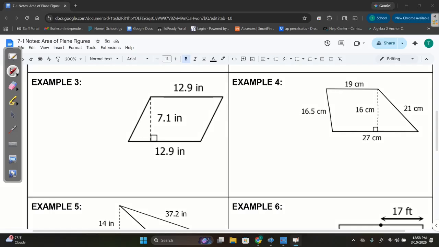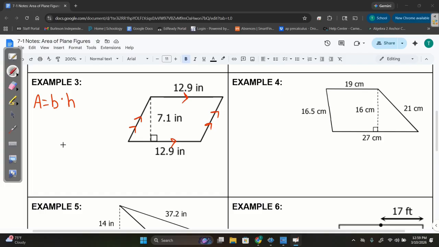Example number 3. This shape is a parallelogram. We know it's a parallelogram because opposite sides are parallel to each other. Meaning if I extended these lines in each direction, they would never cross each other. Because of that, I can use this formula. The area of a parallelogram is actually the same as the area for a square, base times height.